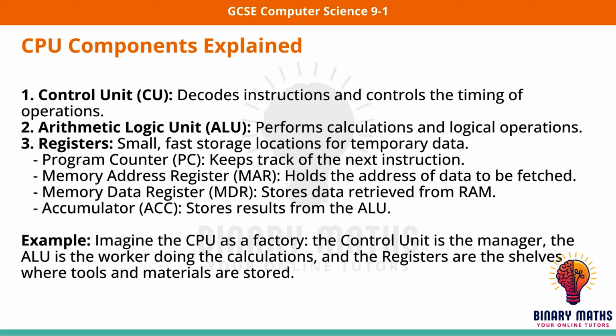Then there are registers, which are small, fast storage locations for temporary data. For example, the program counter keeps track of the next instruction to be executed. The memory address register holds the address of the data to be fetched. The memory data register stores data retrieved from RAM. And the accumulator stores the results from the ALU. So in summary, the CPU is like a well-organized factory, with each component playing a specific role to keep things running smoothly.